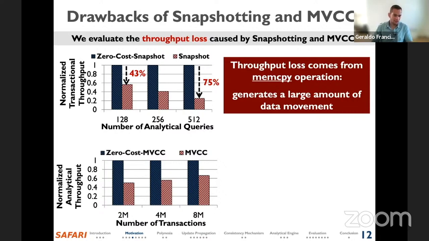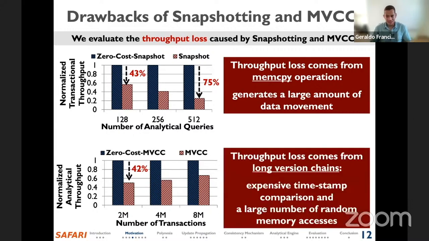Next, we evaluate the impact of MVCC on the analytical throughput for varied numbers of transactions. We normalize the analytical throughput to the system where executing MVCC has zero cost. We observe an analytical throughput loss of up to 42% when employing MVCC. Such throughput loss comes from the fact that MVCC requires traversing long version data chains when MVCC needs to execute, which leads to expensive timestamp comparison operations and also a large number of random memory accesses, which can be extremely costly.